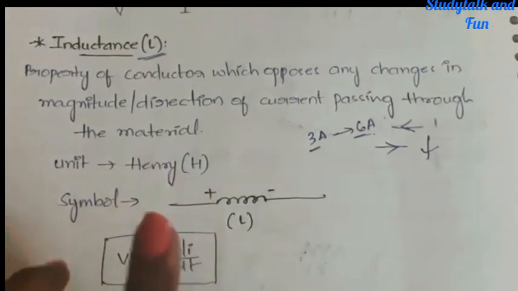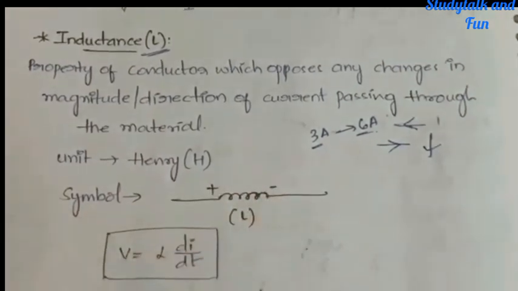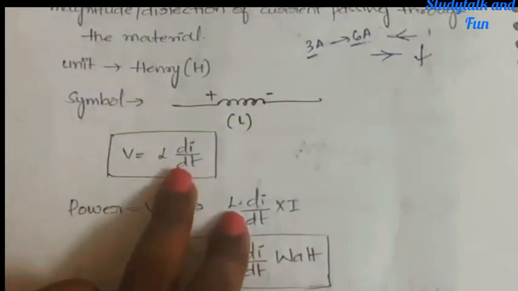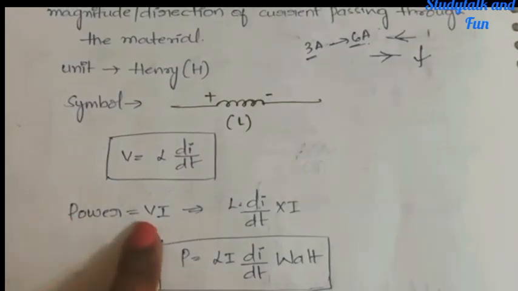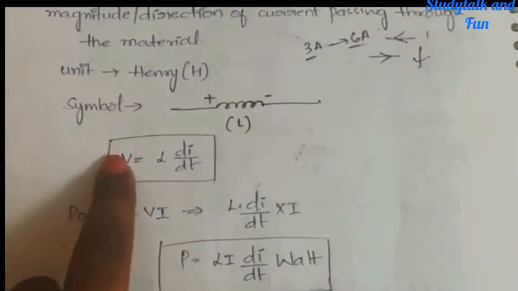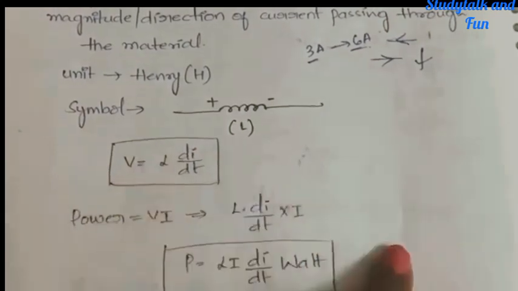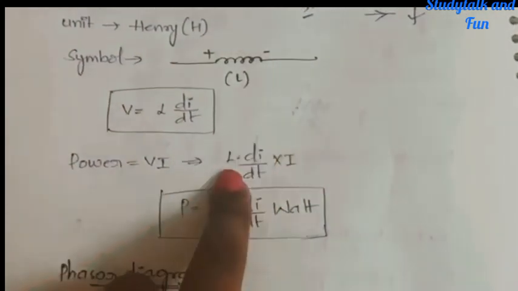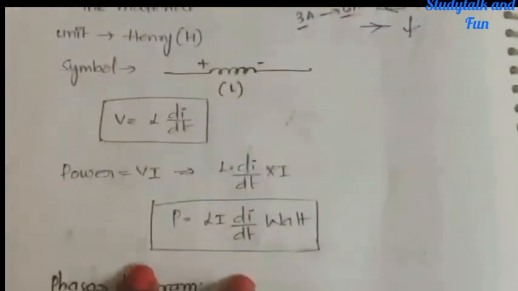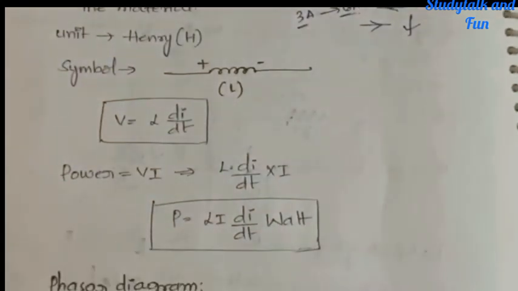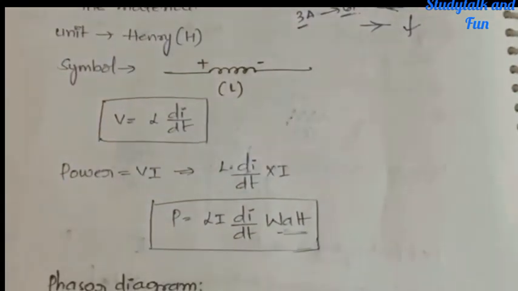Next, what is the unit? Henry. It is denoted by H, and the symbol is like this, a coil. Okay, next, V is equal to L into di by dt. This is the formula we have for inductance. Next, power is equal to VI. You already know that. What is V here? L into di by dt, into I. So P is equal to L I di by dt. Here di by dt is nothing but the change in current, as we said, changes in the current. Okay, and the unit of power is watt, so we have written it as watt. And here also you can write V, like voltage.